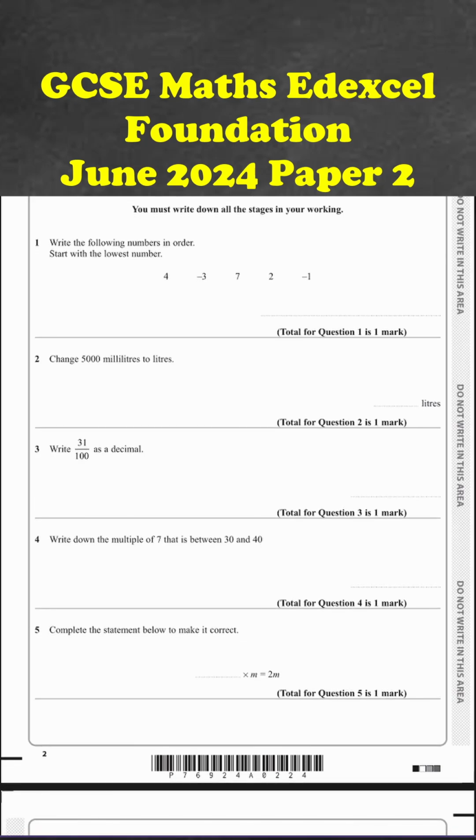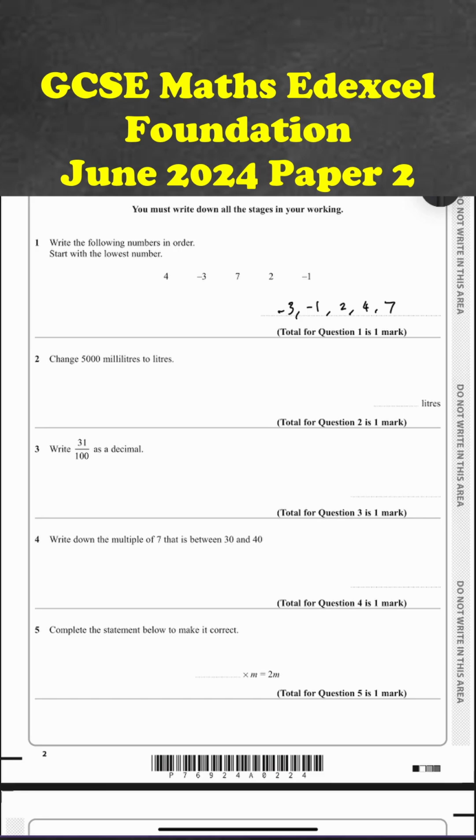Question number 1. Write the following numbers in order, starting with the lowest number. So we need the biggest minus number first, so minus 3. Followed by minus 1, as that's the only other minus number, and then it's just 2, 4, and 7.